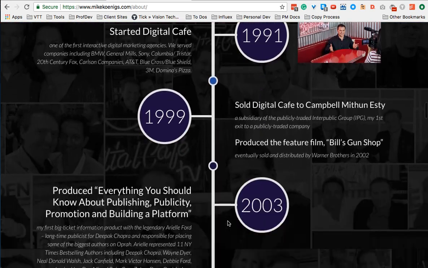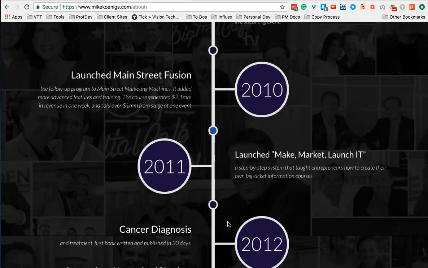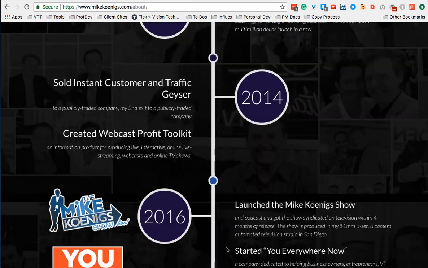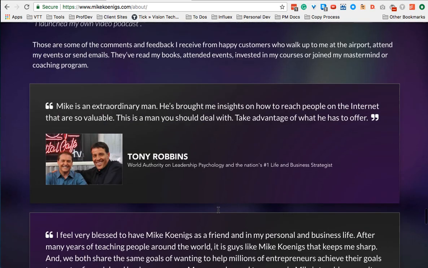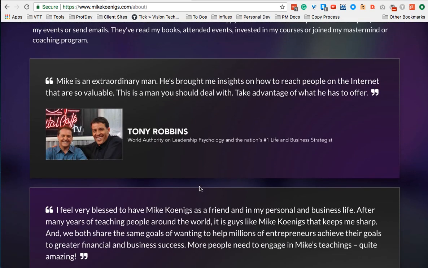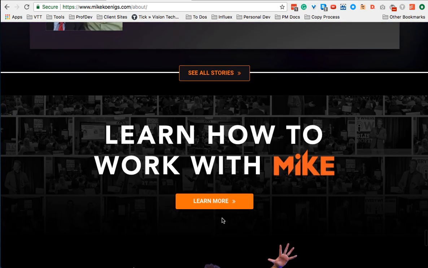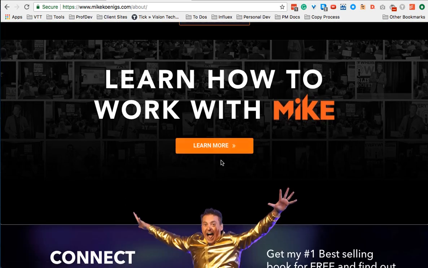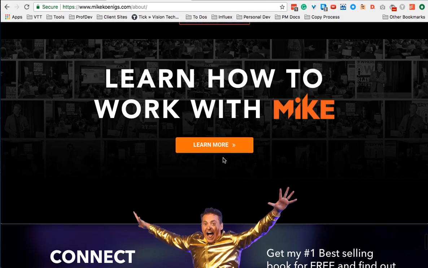But if Mike's priority for people who visit this page is to get them into his funnel, then that should be reflected by the page design. And here it's good that there is a call to action, which is to work with Mike.